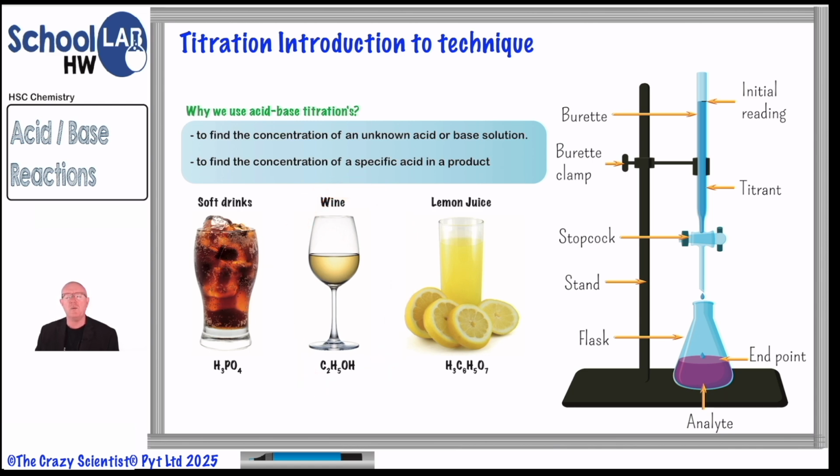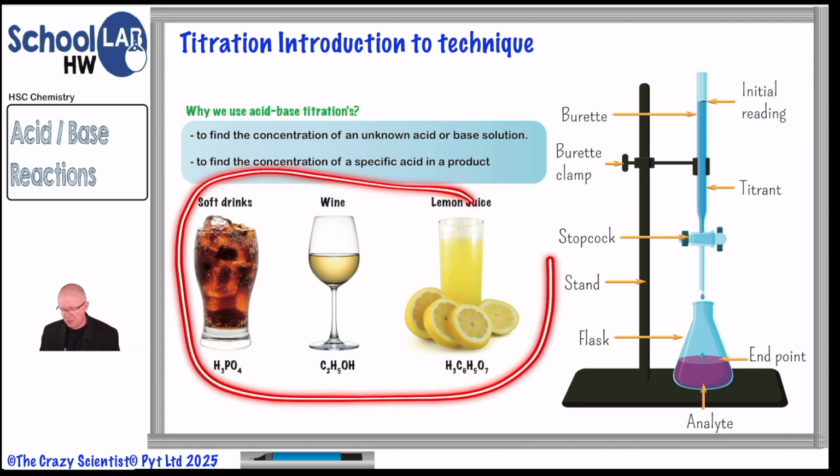Because when they look at wine, they want to measure the total acidity content, and they end up doing a lot of titrations. We might want to look at citric acid in lemon juice. And so these are the type of questions that we tend to get asked in the HSC. They're not the very simple ones like sodium hydroxide and hydrochloric acid, although of course they tend to give you those ones too.